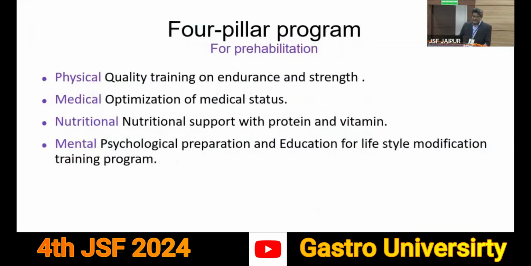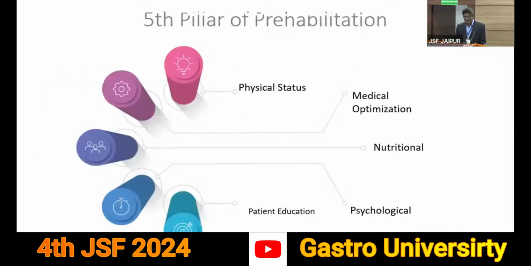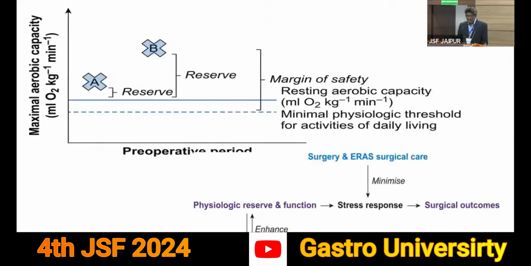So basically, rehabilitation has a four pillar program. It's a physical component, where the patient's endurance is increased. Medical optimization, we all do this. Nutrition support in selected patients, while mental psychological preparation and education for lifestyle modification training programs are also there. The fifth pillar of patient education and post-operative lifestyle modification has been added recently.